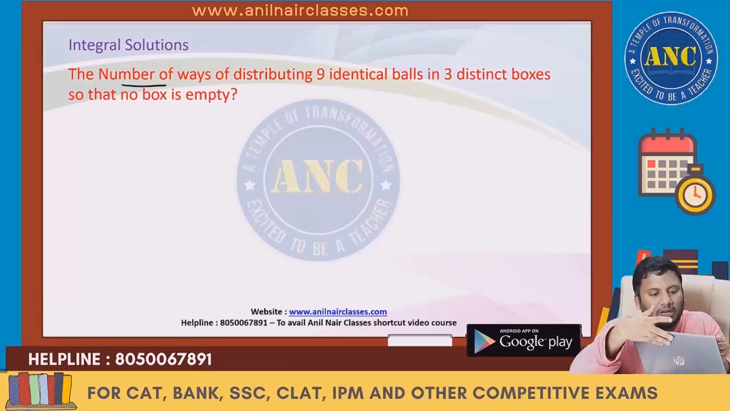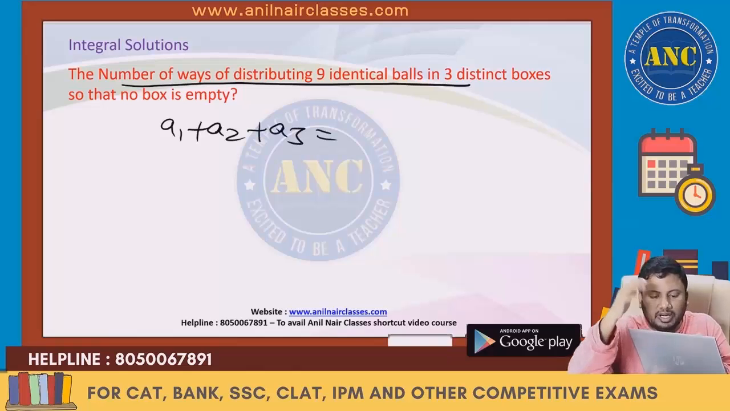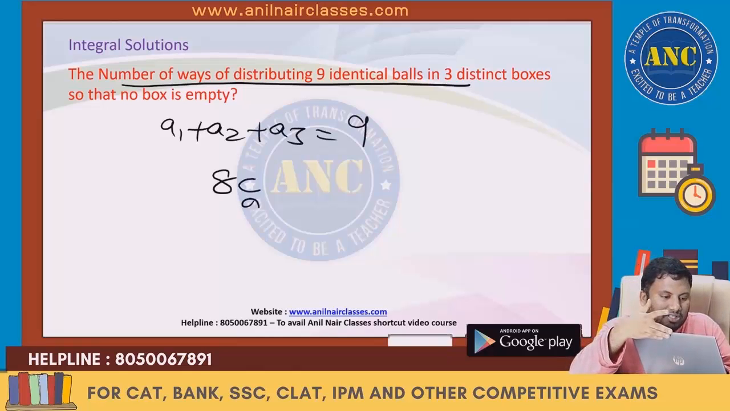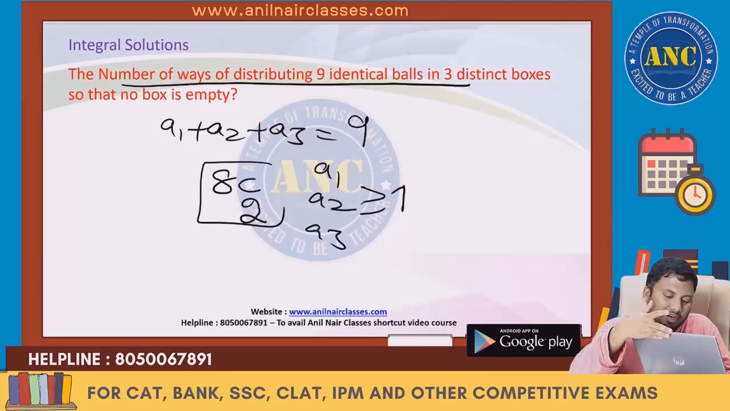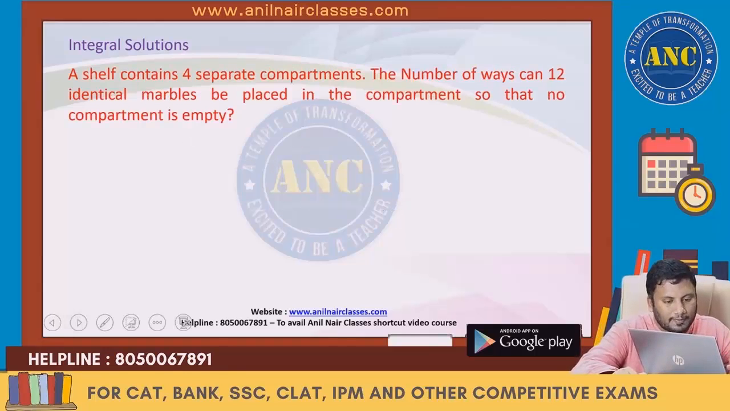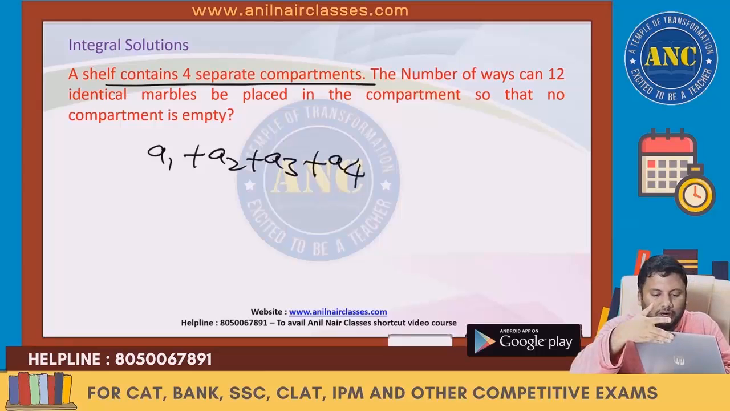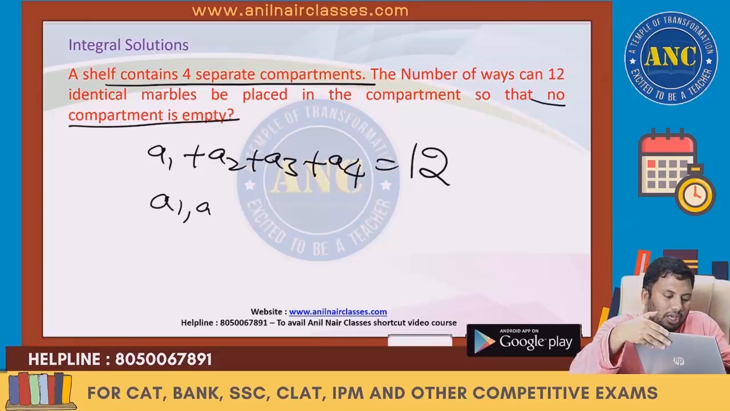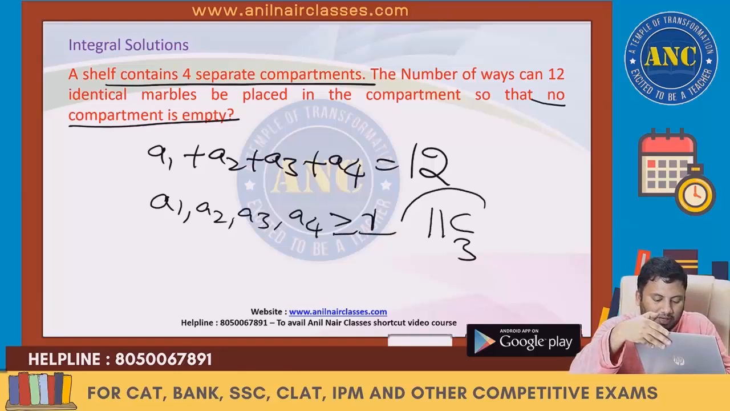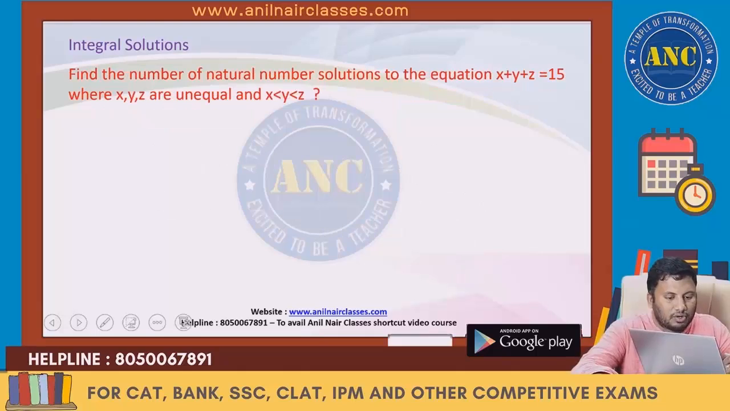In how many ways can I distribute 9 identical boxes in 3 distinct boxes, such that no box is empty? That means each and everybody should start from 1. A shelf contains 4 separate compartments, A1, A2, A3 and A4. 12 marbles. No compartment is empty. So A1, A2, A3, A4 greater than or equivalent to 1. Answer is 11C3. Easy question, sir.